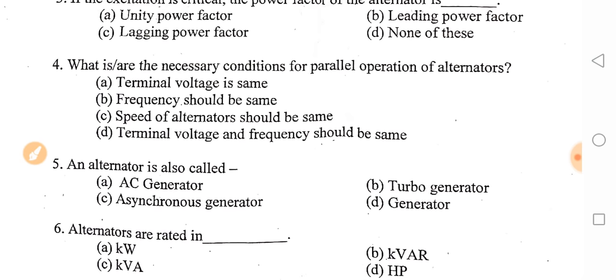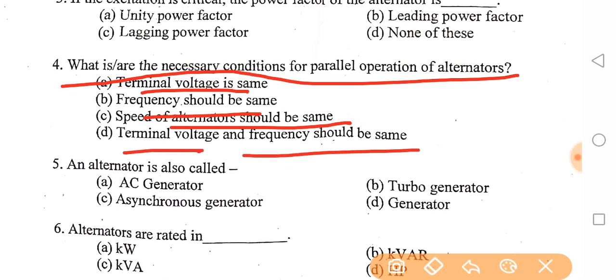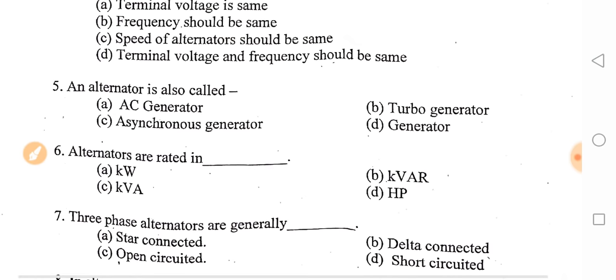Next, question number 4. What is the necessary condition for parallel operation of alternators? We studied the parallel operation conditions of alternators. So among the following options, which is the correct one? The options are: terminal voltage should be same, frequency should be same, speed of alternator should be same, or terminal voltage and frequency should be same. We know both terminal voltage and frequency should be same. Right answer is D.